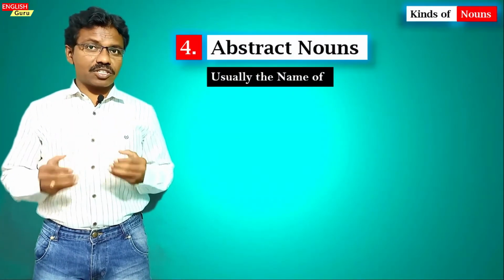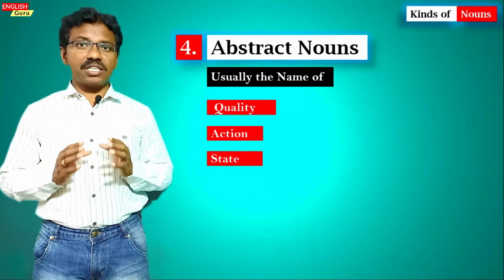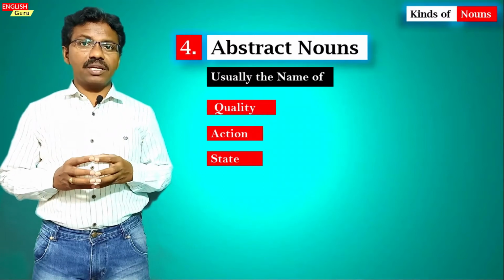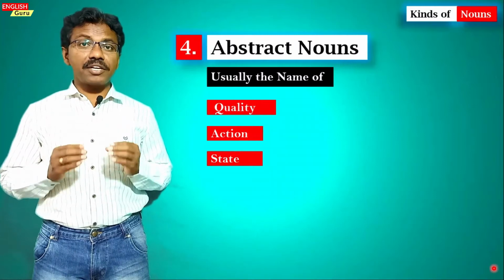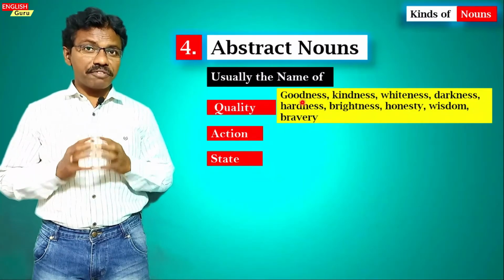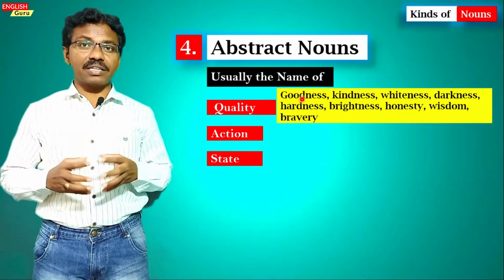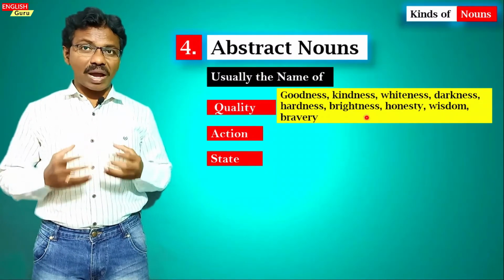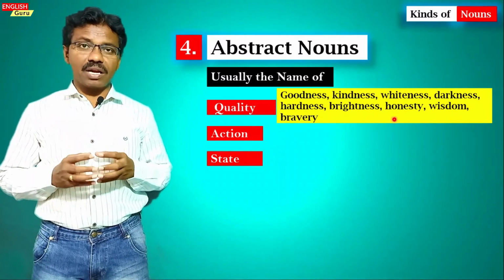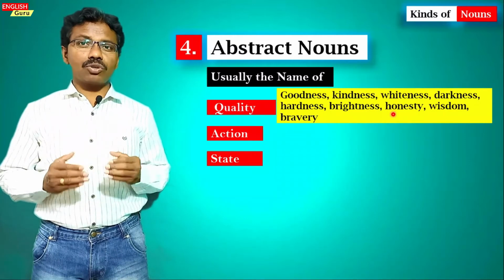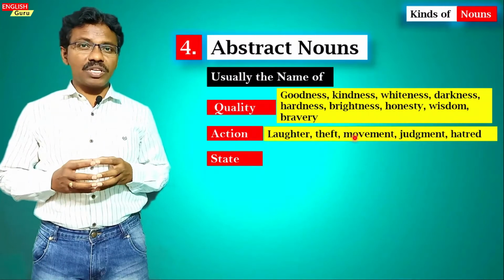The fourth one is abstract noun. Abstract nouns are usually the names of quality, action and state, and they are the ideas, concepts and feelings. They are the things that you cannot touch. You can only feel the quality, or you can only have some kind of feeling inside. For example, if you take the quality: goodness, kindness, whiteness, darkness, bravery, hardness, honesty, these are all the qualities that we can possess.